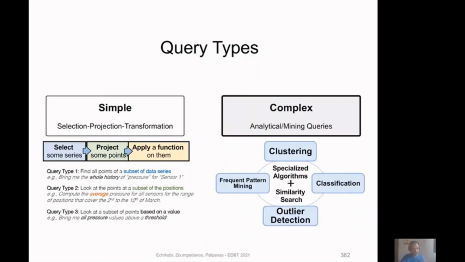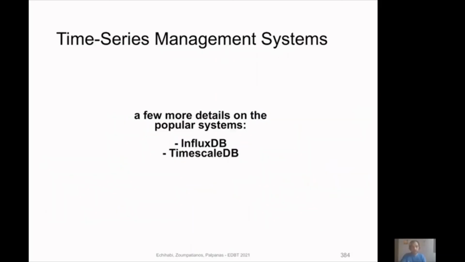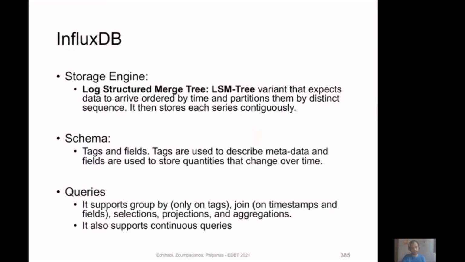Now, in order to be able to answer this kind of queries efficiently, one has to rely on A, specialized algorithms, and B, efficient similarity search, as this is the core operation of most of these algorithms. Now, let's take a look a little bit at how two popular systems work under the hood. Those are InfluxDB and TimescaleDB.